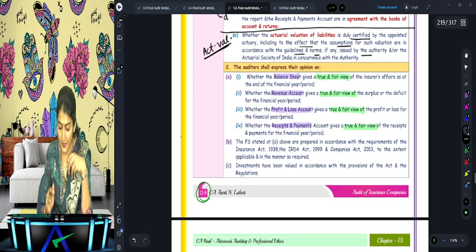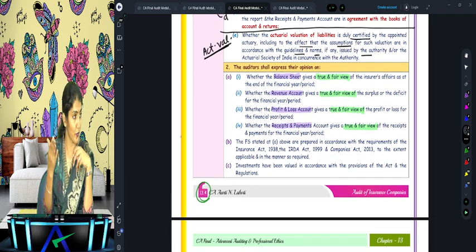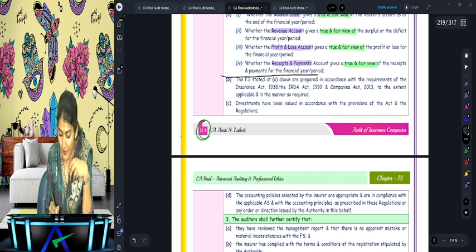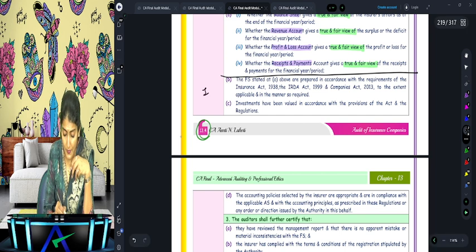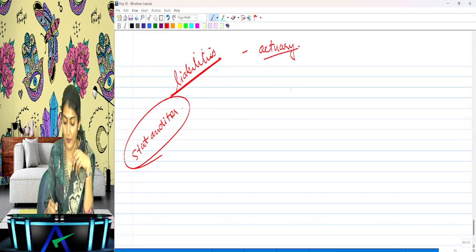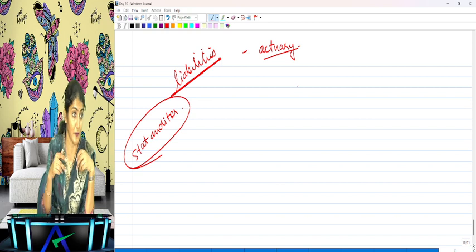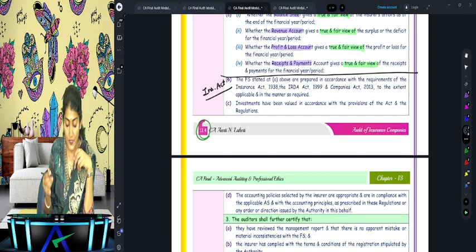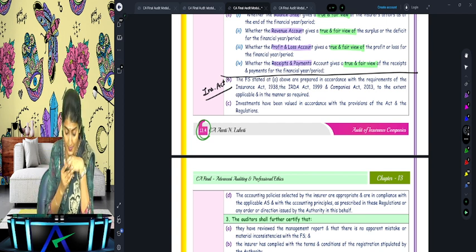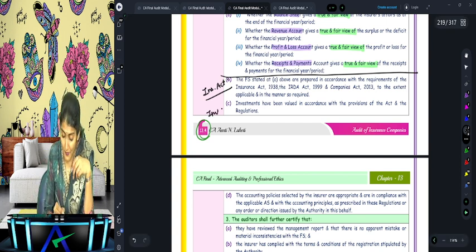Right, then did we already discuss this? Balance sheet gives a true and fair view, revenue account, receipts and payment account, and the profit and loss account? Yes. Then also what is another point? That the financial statements are prepared in accordance with the Insurance Act, the IRDA Act, and the Companies Act. Generally we say that the financial statements give the information required by the Companies Act, but here it also gives the information required by the Insurance Act and the IRDA Act. Then what does it say? The investments have been valued in accordance with the provisions of the Act and the regulations.